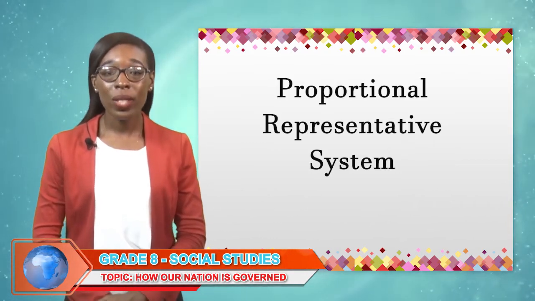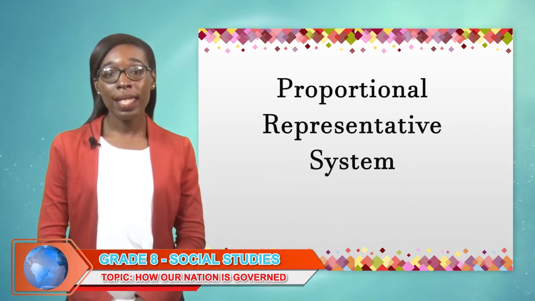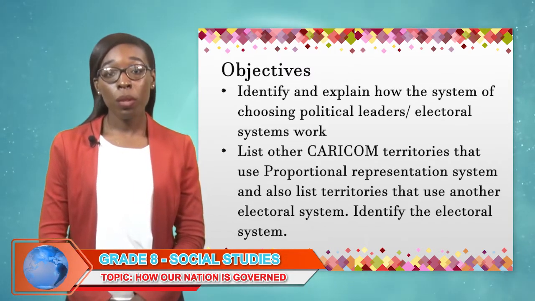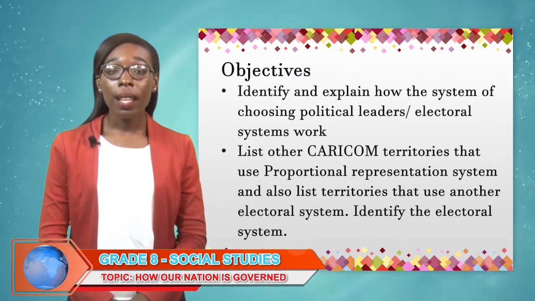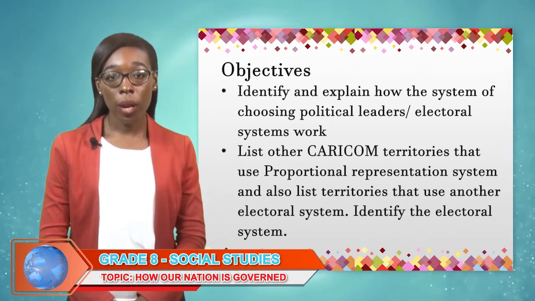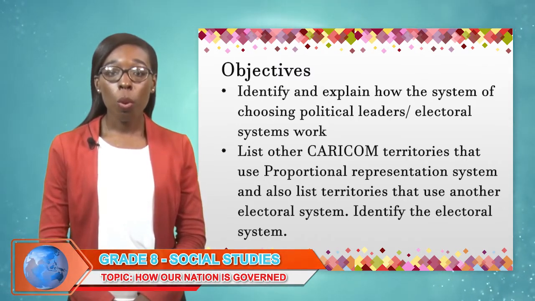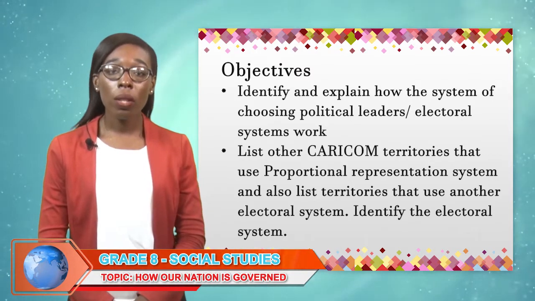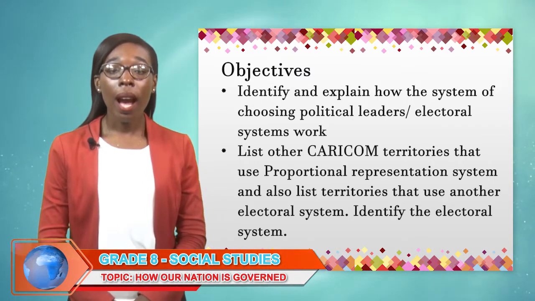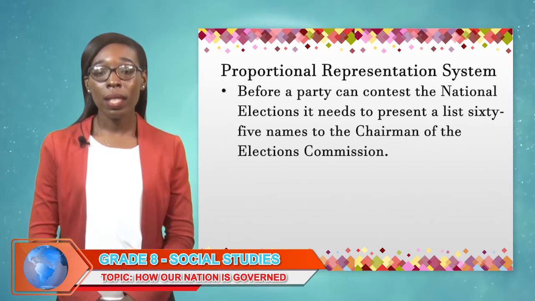Now, let's take a closer look at the proportional representation system, like I promised you in the previous lesson. What are our objectives for today? Students should be able to: 1. Identify and explain how the system of choosing political leaders, or electoral systems, work, and 2. List other Caricom territories that use proportional representation system, and also list territories that use another electoral system. Identify those electoral systems. Let's move right into the lesson.